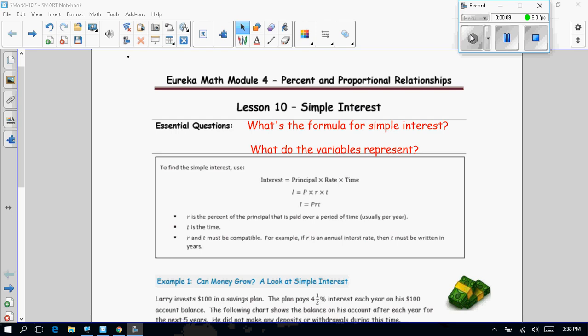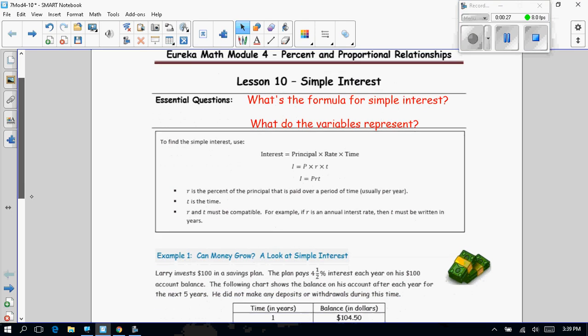You'll notice I have two essential questions. What's the formula for simple interest? And what do the variables represent? We will be using these throughout this entire section, all right? And simple interest is actually something that you will use throughout your life. I know a lot of times you're sitting in math class going, I'm never going to use this. This is something that gets used all the time.